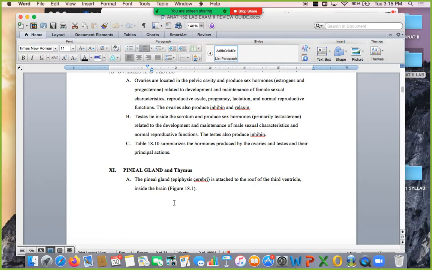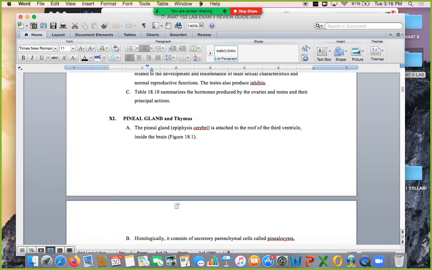Additionally, the ovaries and the testes are going to be part of the endocrine system. These are going to be found in the pelvic cavity for the female and descended from the pelvic cavity for the male. And they're going to produce sex hormones, namely estrogens and progesterone for the ovaries. And then the testes, of course, are going to provide primarily testosterone, but other androgens as well. All right, so let's move on to the pineal gland, because we'll talk more extensively about the testes and the ovaries when we get to the reproductive tract.